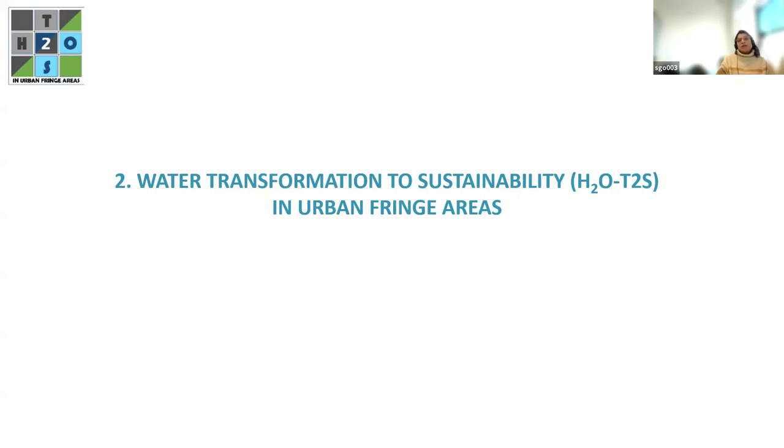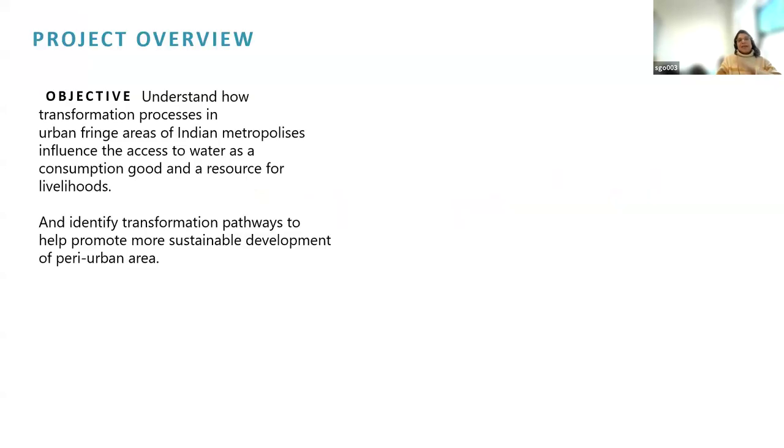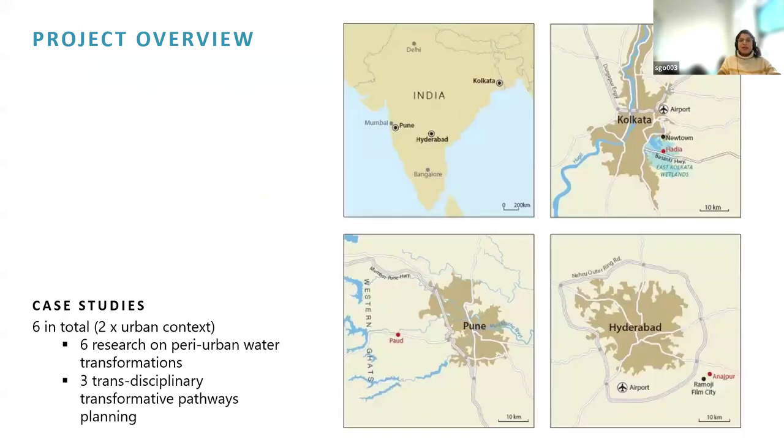So it was about water transformations to sustainability in urban fringe areas. And the objective was to understand the transformation processes that were happening in these peri-urban areas across India with regards to access to water for both livelihoods and domestic purposes. And at the same time, identify transformation pathways to promote more sustainable development of these areas. So this project took place in 3 metropolitan regions of India: Pune City, Hyderabad City, and Kolkata City. And in each city, we picked 2 peri-urban villages as well.